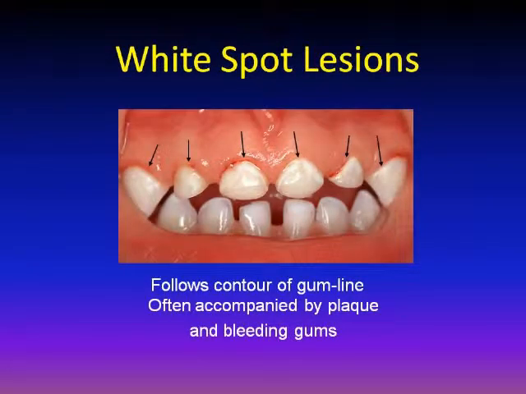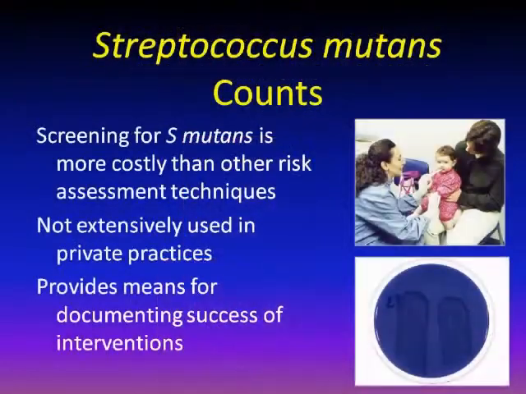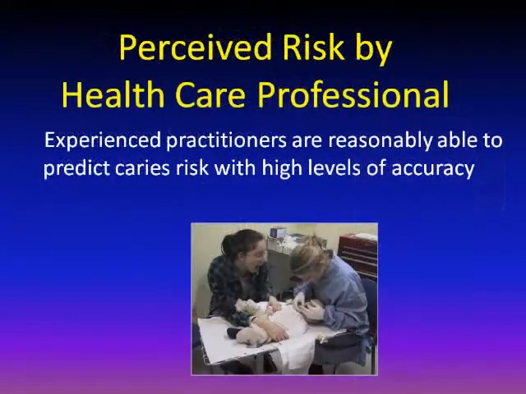A clinician should look for white spot lesions which follow the contour of the gum line and are often accompanied by plaque and bleeding gums. Enamel defects and stained pits and fissures in the primary teeth are also clinical risk factors. Screening for strep mutans is more costly than other risk assessment techniques and is not extensively used in private practices, but it can provide a means for documenting success of interventions. By evaluating these clinical findings, experienced practitioners are reasonably able to predict caries risk with high levels of accuracy.